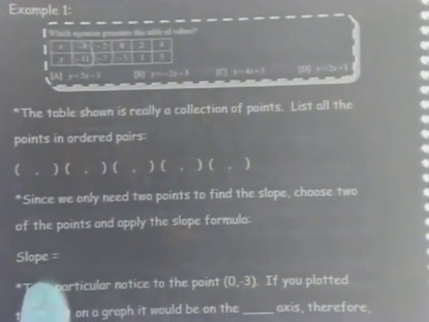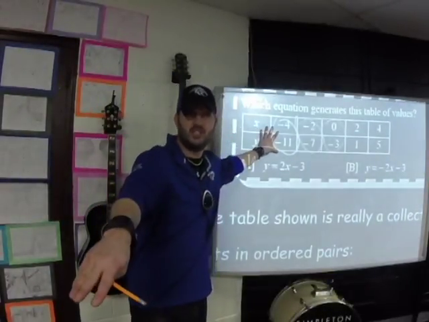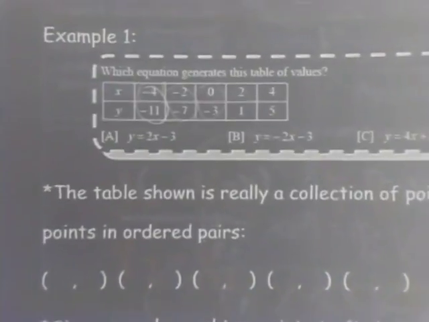So let's look at example 1 right here. I've got a table, and it says what equation generates this table of values. Basically, take this table and make a y equals mx plus b. Make an equation. So what we need to understand is these are all the points. So our first point, and let's go ahead and fill them down here. This table is really a collection of points. Go ahead and list them.